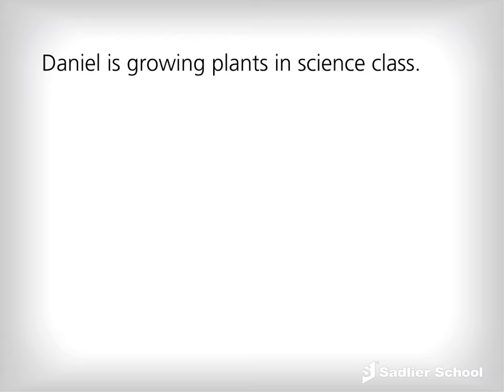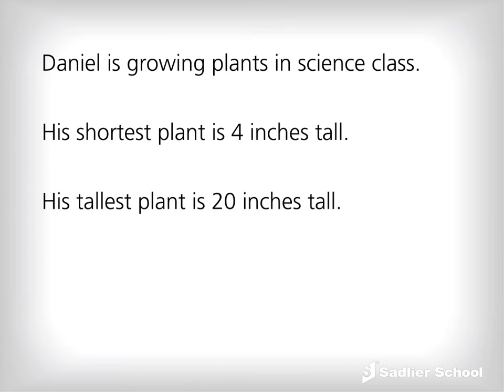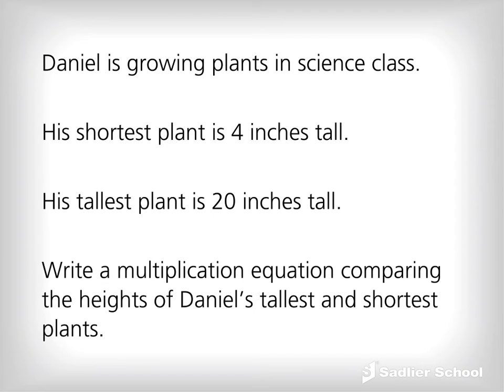Daniel is growing plants in science class. His shortest plant is 4 inches tall. His tallest plant is 20 inches tall. Write a multiplication equation comparing the heights of Daniel's tallest and shortest plants. Then use the multiplication equation to write a comparison statement.